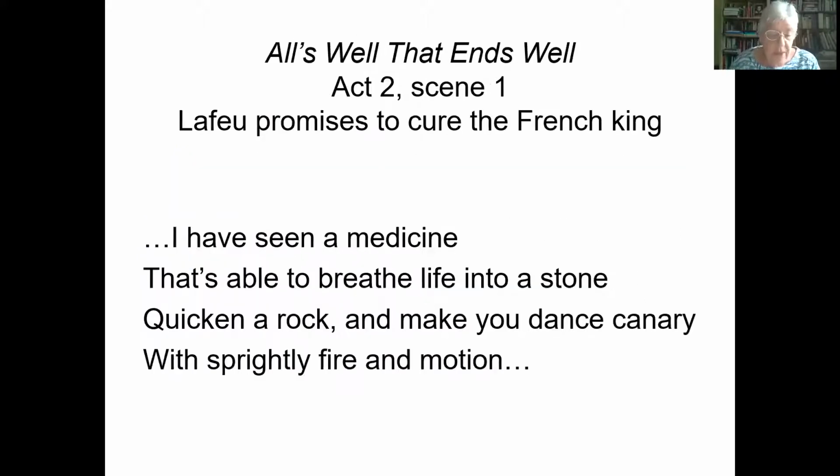And in All's Well That Ends Well, we have Lafeu, who promises to cure the French king with a medicine, and the medicine is in fact the lovely Helena. I have seen a medicine that's able to breathe life into a stone, quicken a rock, and make you dance canary with sprightly fire and motion. So each of these gives us some insight as well into the physicality of each dance, the nimble footwork and vigorous action of the canary, for example.